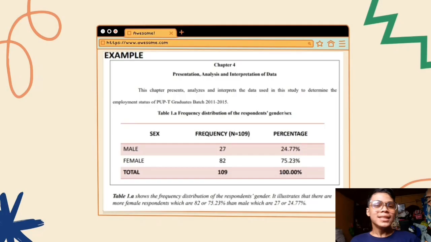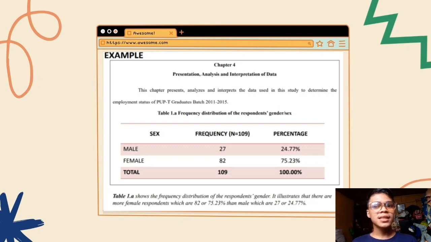Next, please. These are examples of presentation, analysis, and interpretation of data. This chapter presents, analyzes, and interprets the data used in the study to determine the employment status of PUPT graduates from 2011 to 2015. This table shows the frequency distribution of the respondents' gender.